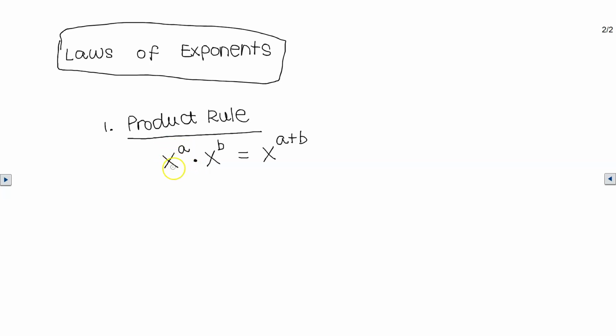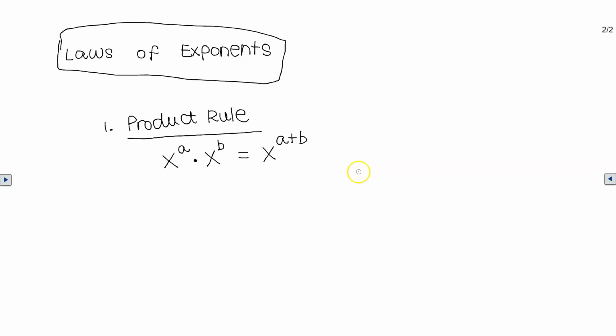So I want you to notice what this is saying. First of all, on this left-hand side, you have a multiplication problem. And in that multiplication problem, you're multiplying 2 things that have the same base. So I want you to notice right off the bat that the bases have to be the same. It can't be an x and a y, or a 2 and a 3. You've got to have exactly the same base. And I want you to notice over here that that base stays the same.